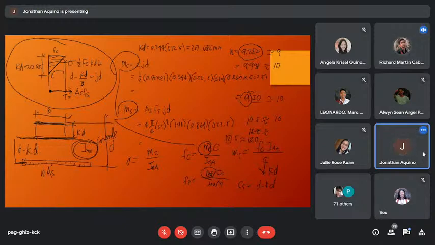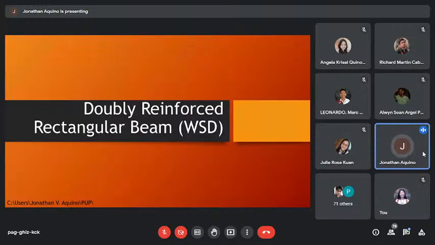Okay? Thank you, sir. Okay, any clarifications or questions before we continue with the doubly reinforced rectangular beam? Okay. So I suggest that you take this one, considering the moment of inertia, solve by yourself para maging practice solving ninyo. Okay. So for doubly reinforced rectangular beam, just simply parang siya, parang dalawang beam lang siya.